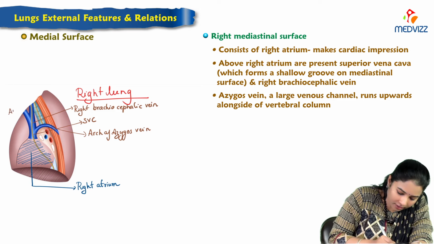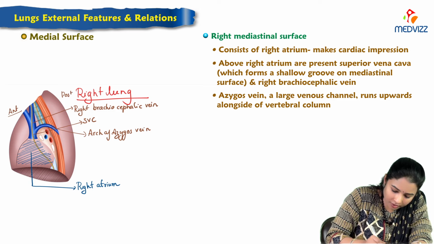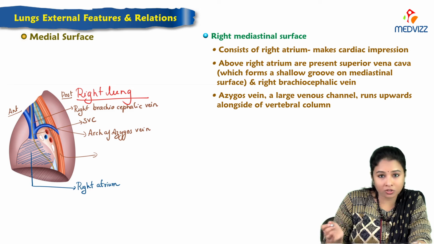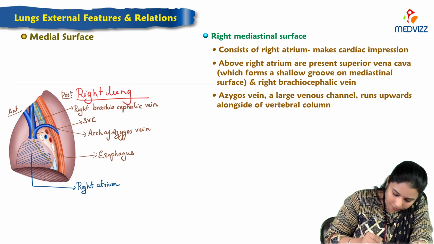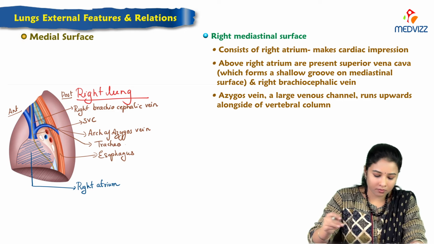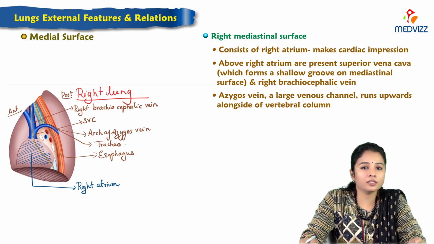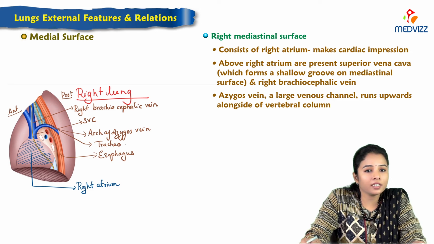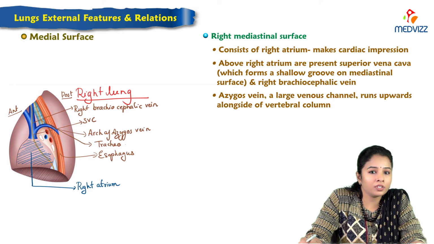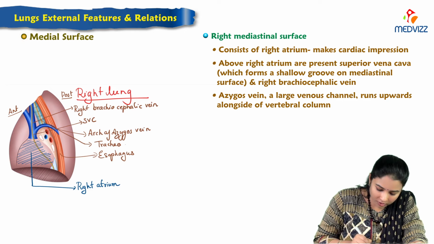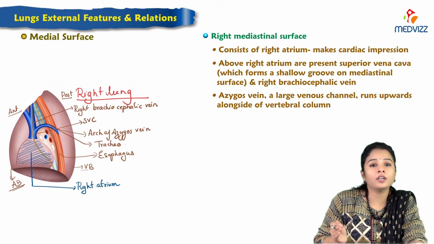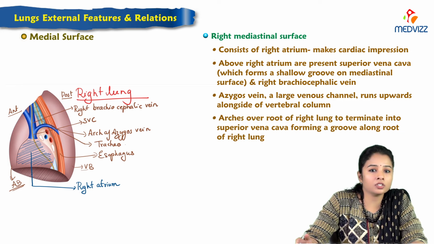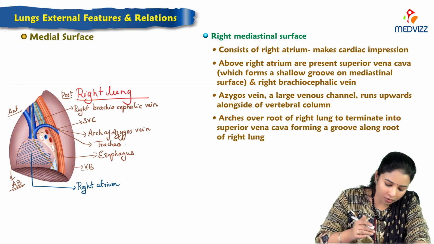So here, this is the anterior side and this is the posterior side of the lung. This is the esophagus, which is present on the posterior aspect. And in front of the esophagus is the trachea. So these are the structures present behind, and they form tracheal and esophageal grooves respectively. The azygos vein is a large venous channel which runs upwards along the side of the vertebral border. So we know this is the vertebral border and this is the anterior thin border. Along the vertebral border, it arches over the root of the right lung and opens into the superior vena cava.